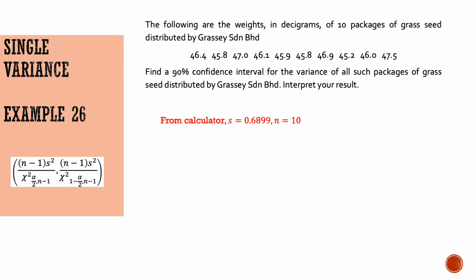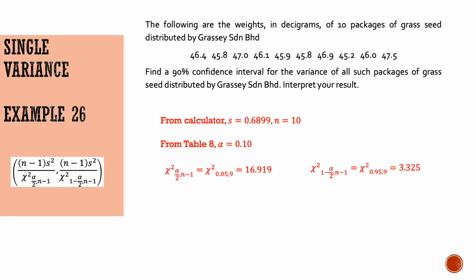And then we get standard deviation equals to 0.6899 for n equals to 10. And then find the value from the chi-square table, which is table 8, specifically for alpha equals to 0.1. Since the confidence level for this question is 90%, our alpha is equal to 0.1.